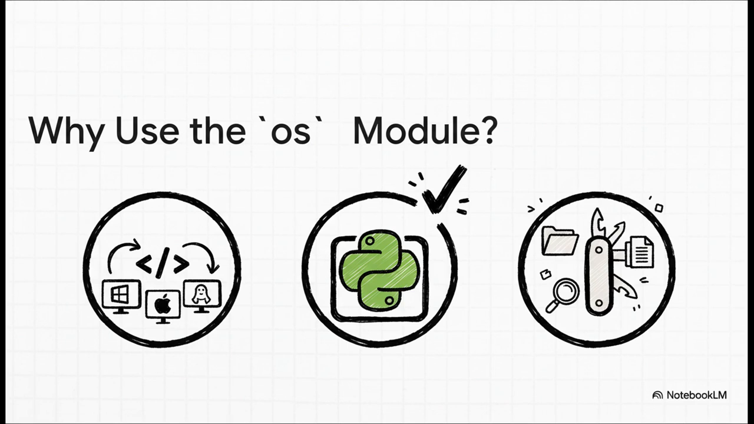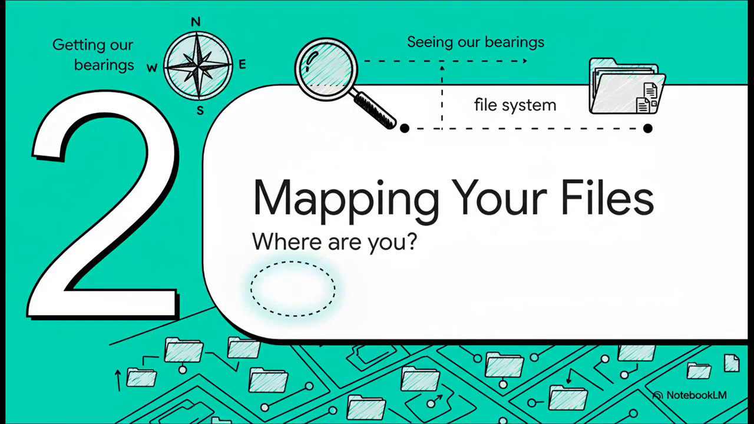So why is this OS module such a big deal? Well, first off, it's platform independent, which means the code you write on your Mac will work on your friend's Windows PC. No sweat. Second, it's built in. There is nothing to install. It's just there, ready to go. And third, it is an incredibly powerful toolkit that lets you do pretty much anything you can imagine with files and folders.